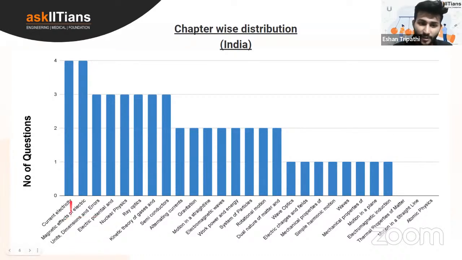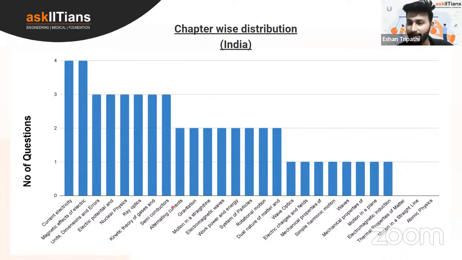So you see here, current electricity with the highest number of questions, then magnetic effects of electric current. Then on the third number is units, dimensions and errors, which is a grade 11th concept that we underestimate a lot. Many people underestimate units and dimensions, but that is not the case over here. It turned out to be a very important concept because three questions were asked out of the 45 that you had to attempt. Then again, 12th grade concepts: electric potential and capacitance, nuclear physics, ray optics, and then the 11th concept, kinetic theory of gases, and then again semiconductors. So overall, we can see 12th had the most weightage.